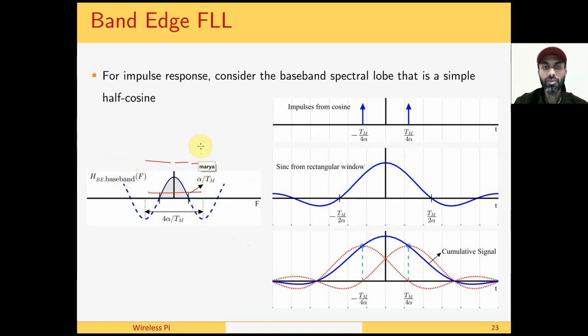A cosine in frequency domain has two impulses in time domain. We have an impulse at Tm over 4 alpha and minus Tm over 4 alpha. Next, we multiply this cosine with the rectangular signal like this. Only then we get a spectral lobe like that. This rectangular signal has a sinc signal in time domain, and the zero crossings of the sinc signal are, as we told in lecture number 1, given by the inverse of the width of this rectangle, which is Tm over 2 alpha.